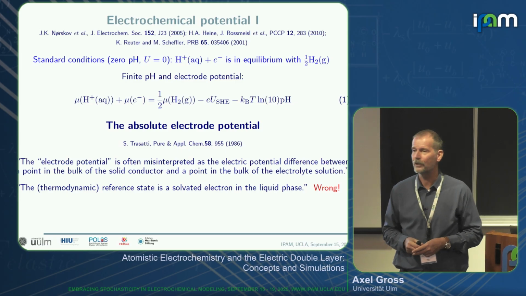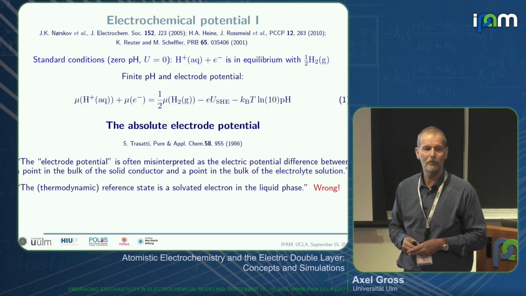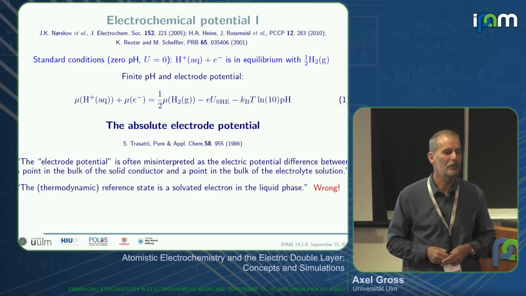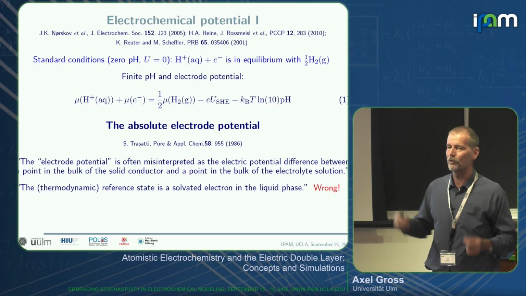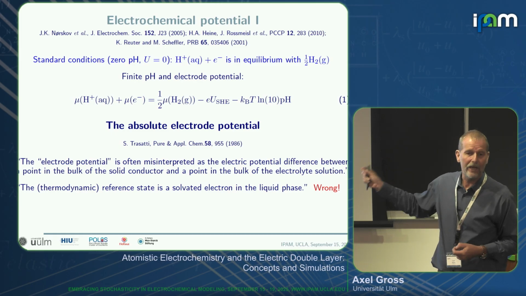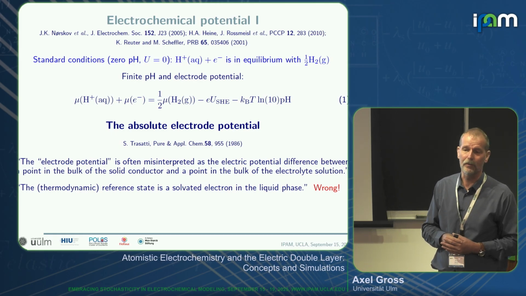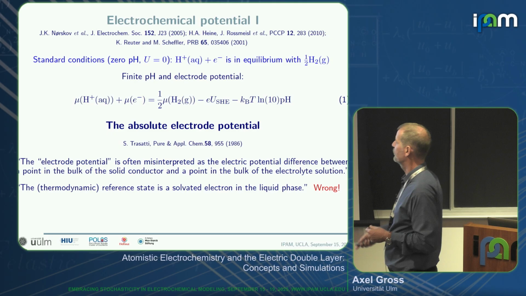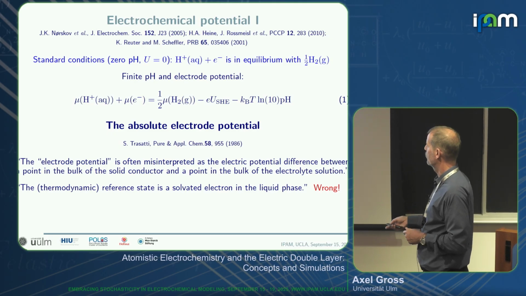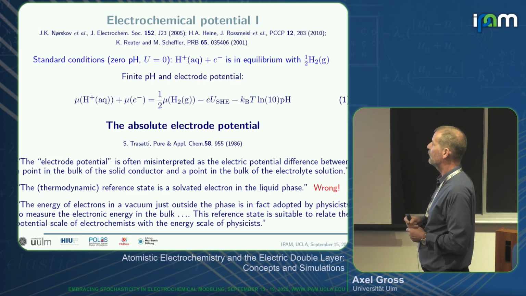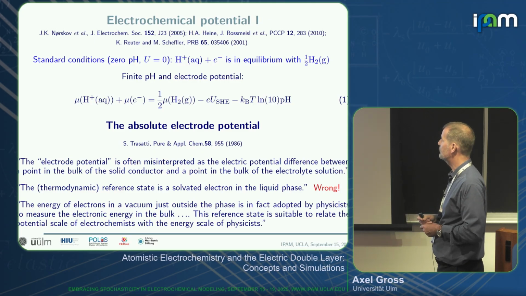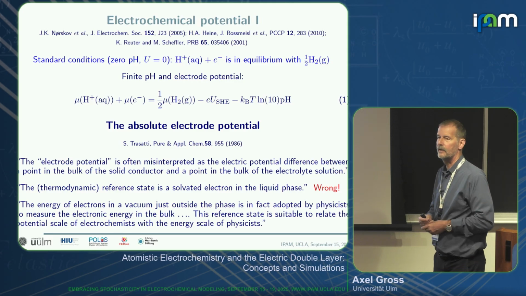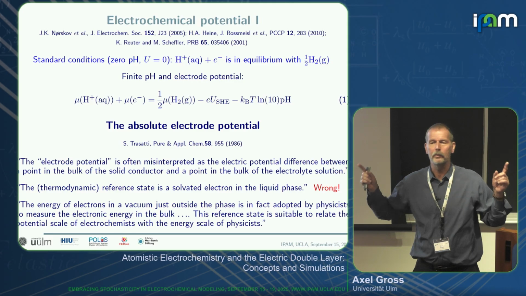Because a solvated electron is a very short-lived species. I know this from the Fritz Haber Institute. Martin Wolf has measured them. You can excite them with lasers, and then it lives for 3 femtoseconds. The reference state is, in my opinion, the chemical potential of the electron, and not the solvated electron, because this is not a species that lives very long anywhere. And again, the energy of electrons in a vacuum just outside the phase is in fact adopted by physicists to measure the electronic energy in the bulk. This reference state is suitable to rate the potential scale of electrochemists with the energy scale of physicists. To make a long story short, that means we have to measure the work function.